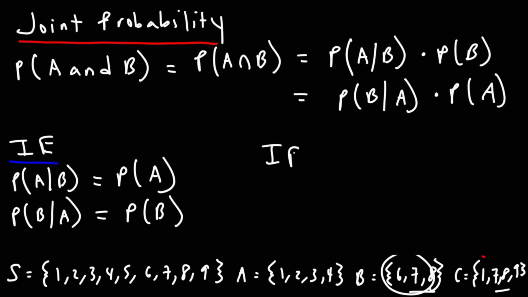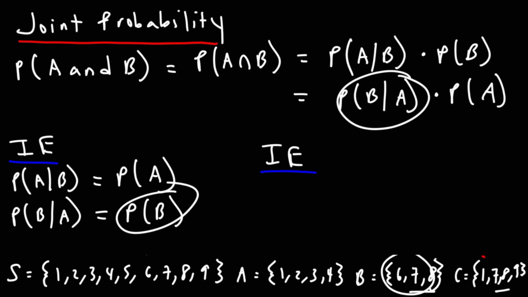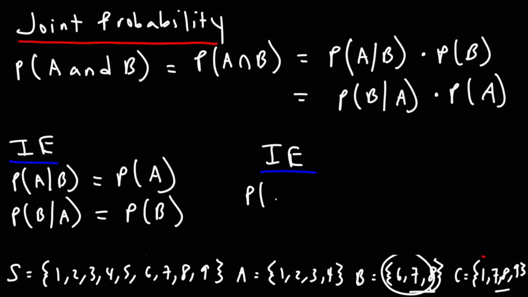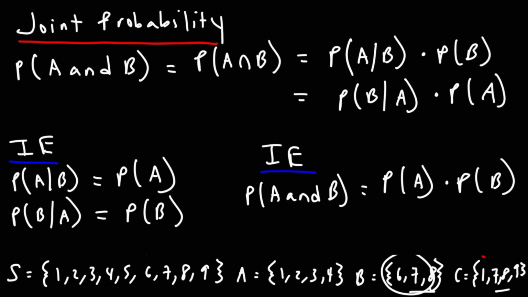So for independent events, in this formula, we can replace this with P of A, and we can replace this with P of B. So the probability that A and B will occur, if A and B are independent events, they do not affect each other, is simply equal to the probability of event A occurring times the probability of event B occurring. Or you could write it the other way around. They will be the same. So that's joint probability.